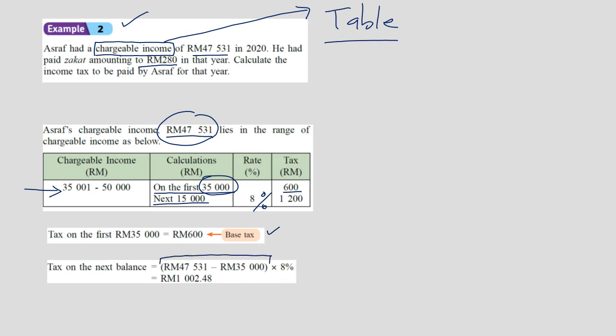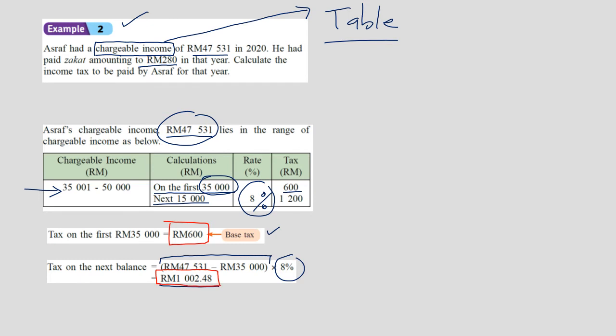Yeah, you minus 35,000 and then you multiply with 8%, because it is already stated here, 8%. So you have this one. So for the first 35,000 you have to pay 600. For the next 15,000 you have to pay this one.